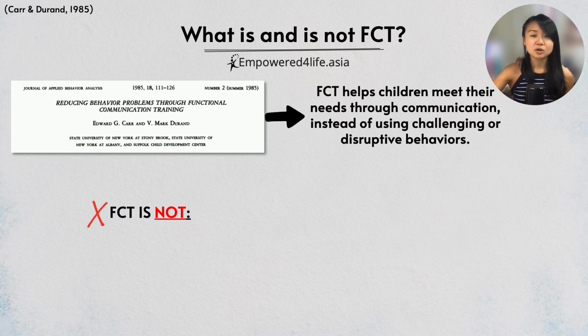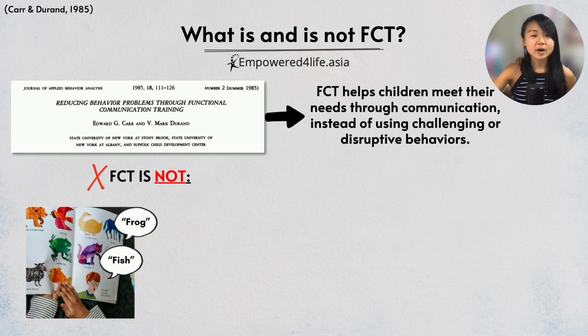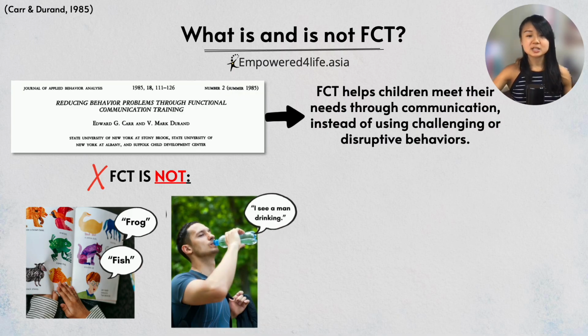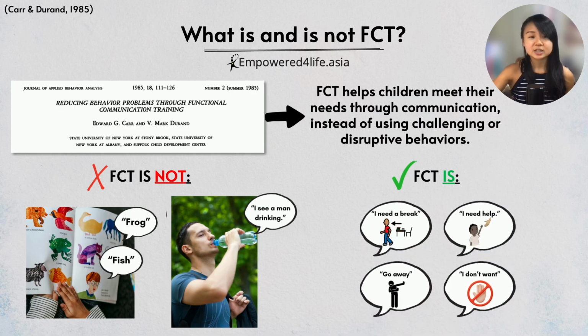So FCT is not randomly labeling items or expanding their vocabulary like what you can see in this picture. And it's also not just teaching them phrases or commenting skills to increase their length of sentences. Instead, FCT is specific words or phrases that clearly express your child's intentions. So it comes in the form of a protest or a request. A protest could be like, go away, I don't want to. And the request would be, I need a break, I need help. So FCT can empower your child to get their needs met in the right way over using behaviors to communicate.